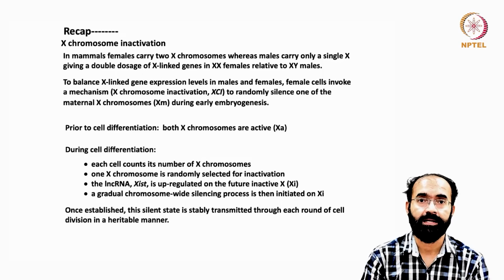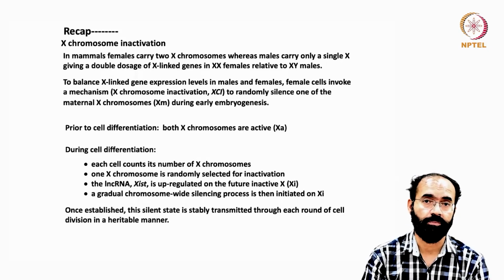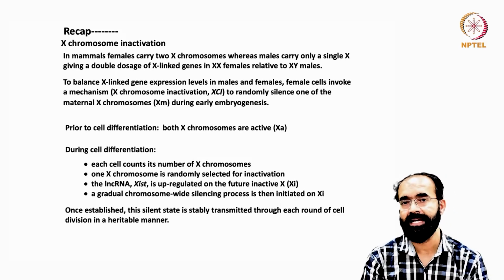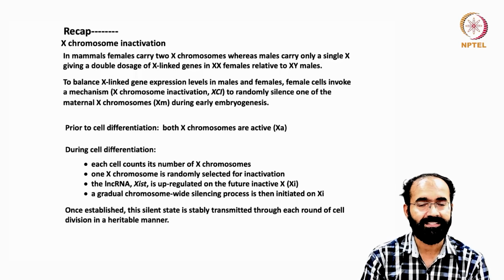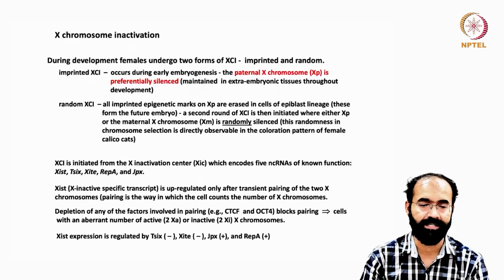The long non-coding RNA is upregulated on the future inactive X chromosome, termed XI. A gradual chromosome-wide silencing process is then initiated on the XI, so that the entire chromosome is now compact. Once established, this silent state is stably transmitted through each round of cell division in a heritable manner. That means this will continue to be accepted and maintained.